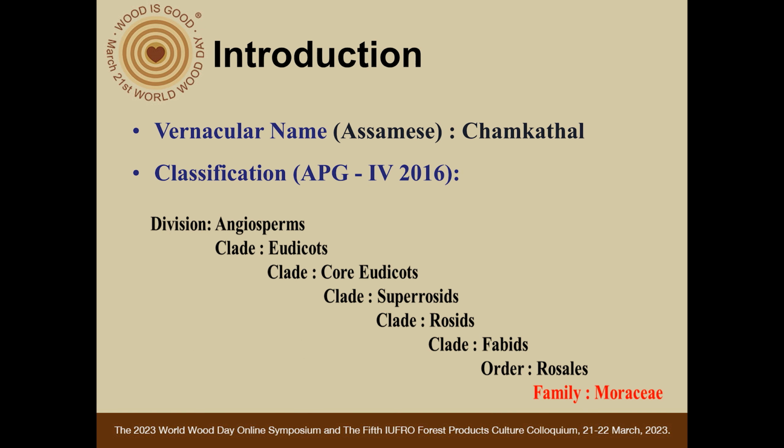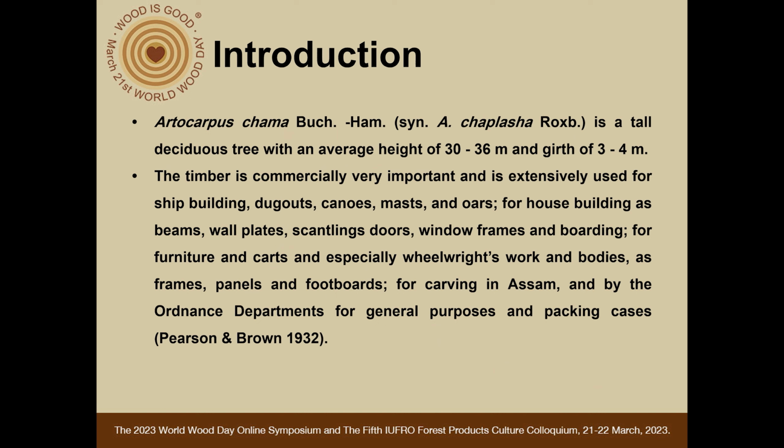Artocarpus sharma is commonly known as chamkathal in Assamese, and according to the recent system of classification, which is APG 6 2016, it belongs to the Angiosperms and family Moraceae. Artocarpus sharma, also known as Artocarpus chaplasha, is a tall deciduous tree with an average height of 30 to 36 meter and girth of 3 to 4 meter.